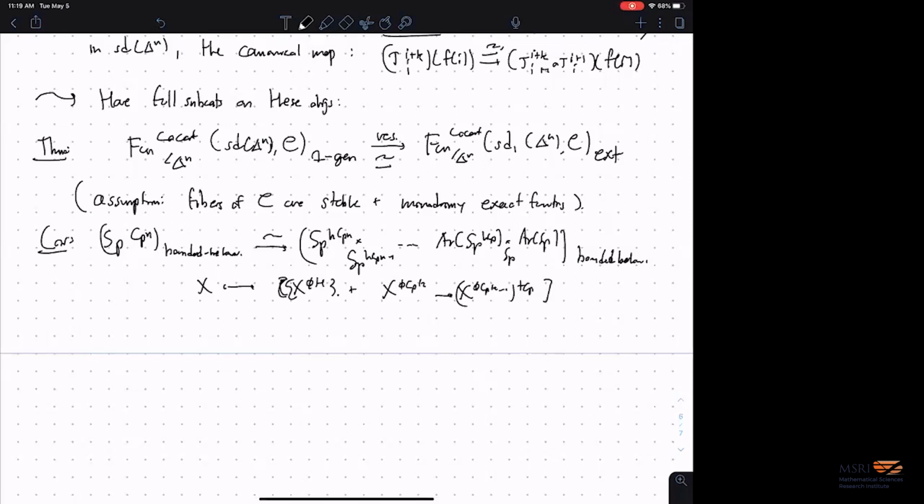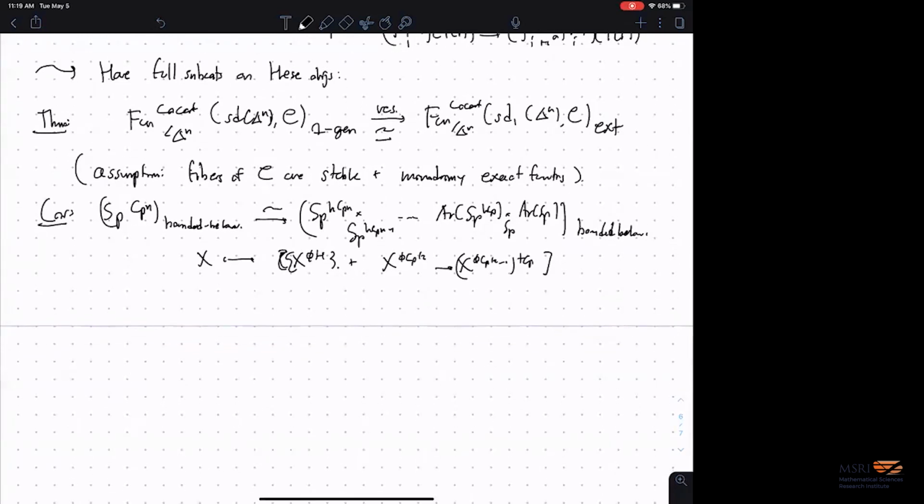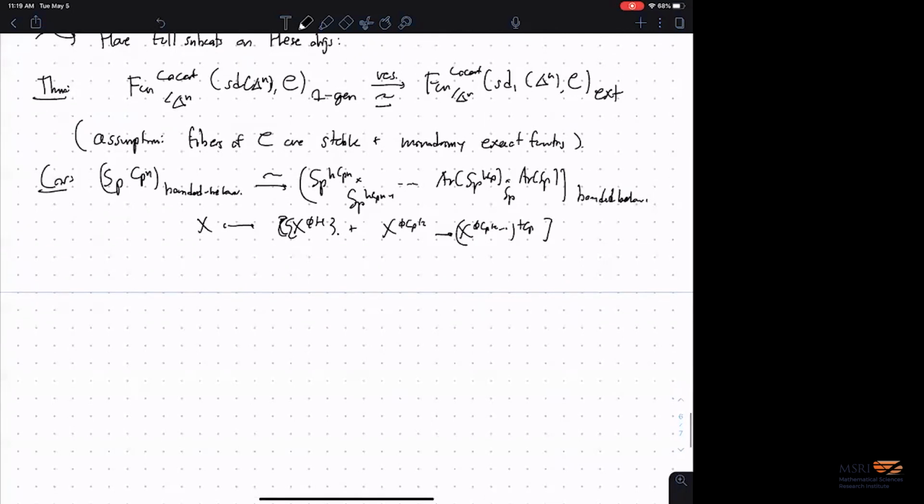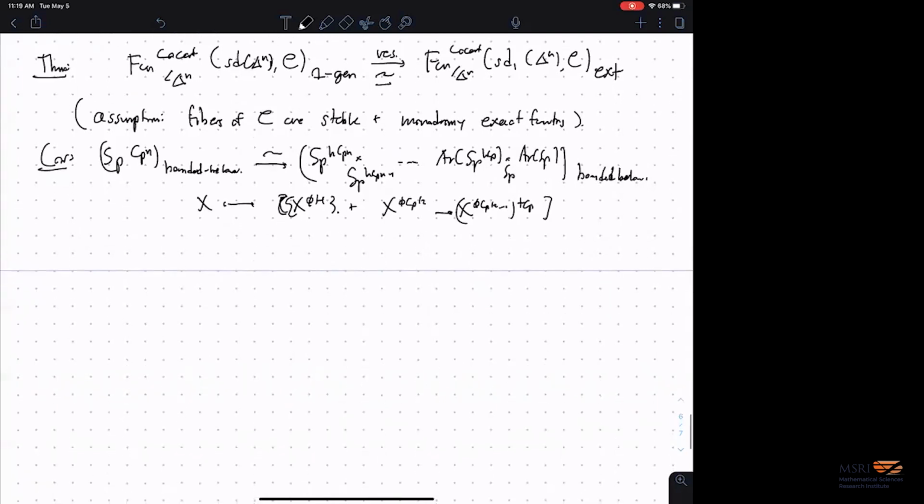That bootstraps to proving, if you pass to infinity and do some tricks, the theorem I stated earlier of Nikolaus-Scholze, which simplifies the description of p-cyclotomic spectra. The proof in Nikolaus-Scholze is somewhat different. They don't do this procedure where you prove the statement at finite level and then go to infinity. So it seems a bit more complicated there, but this presentation of G spectra allows you to give a very simple proof along these lines.